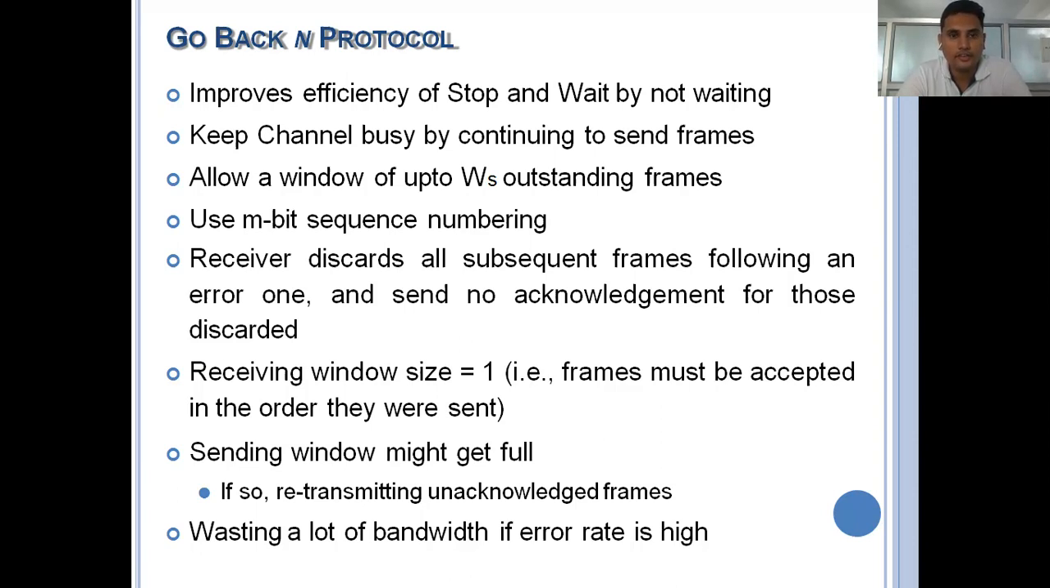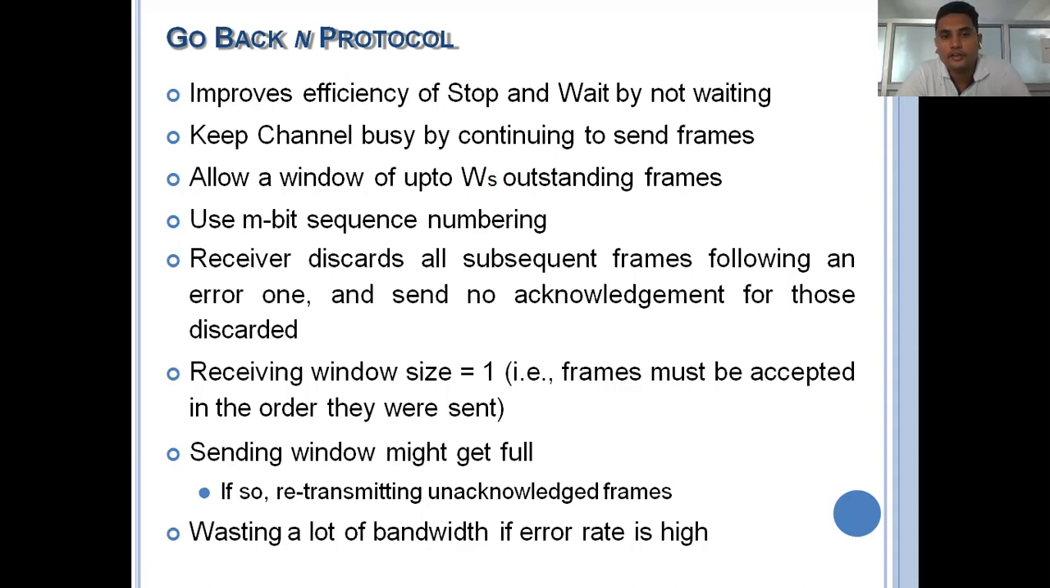If the sender sends one frame and the receiver receives it, but due to some reason after a particular timeout period the sender resends that particular frame number 1, that is called a duplicate discarded frame. If the receiver sends an acknowledgement for that duplicate frame also, it takes so much time. For that purpose, the receiver discards all subsequent frames following an erroneous one, and sends no acknowledgement for those discarded.